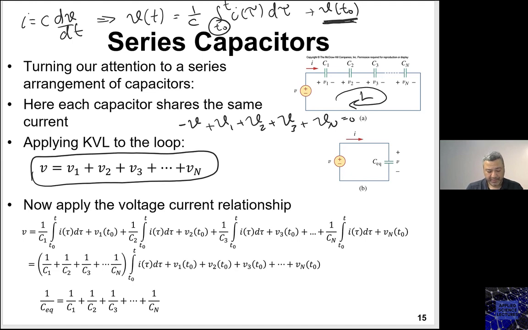So if I come here and substitute the voltages V1, V2, V3, and Vn with those expressions, it will be 1 over C1. Remember, the current is the same in all of them, so that's why you will see the integration over I(tau) d tau, the same for all of them. What's going to be different is the value of the C and whatever value was in this capacitor. But if you take out the integration, you're going to end up with the summation of those 1 over C's.